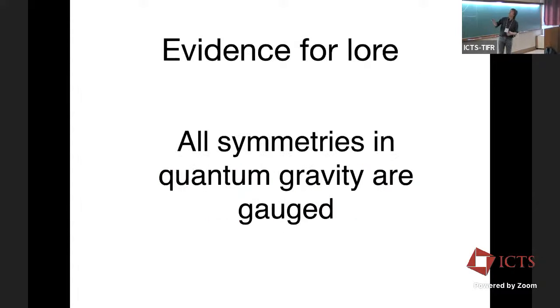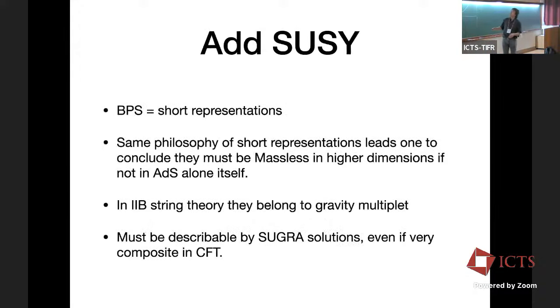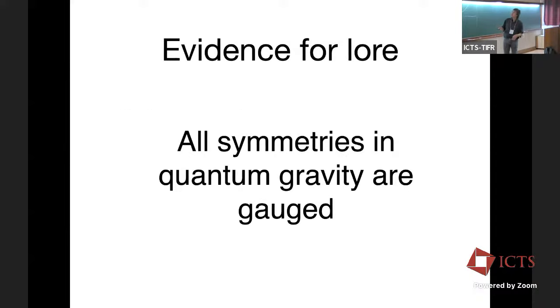Okay, so this is the evidence for the law that all symmetries in quantum gravity are gauged. So the symmetries that came from the boundary that were global become local symmetries in the bulk. When you add supersymmetry, stuff happens. I'll skip this until tomorrow, but it's not too much.